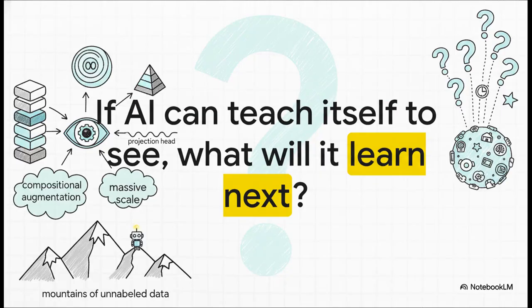The strength of SimCLR is really in its simplicity. It proved that with a few clever ideas, we can unlock the potential of the mountains and mountains of unlabeled data all around us. It fundamentally changed the economics of building powerful AI. And it leaves us with a really exciting question. If AI can teach itself to see, what's it going to learn to do next?